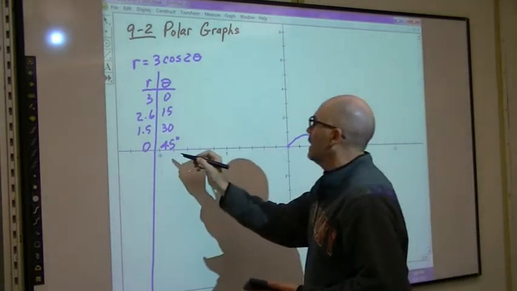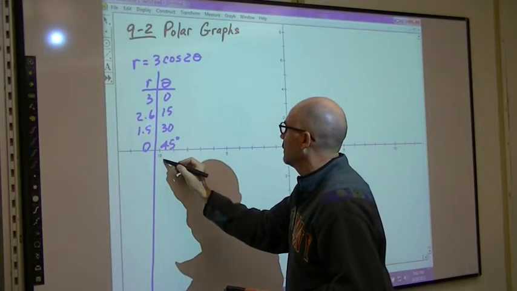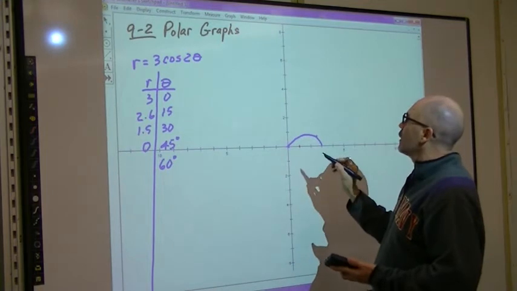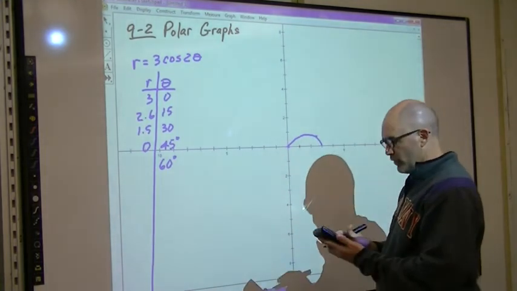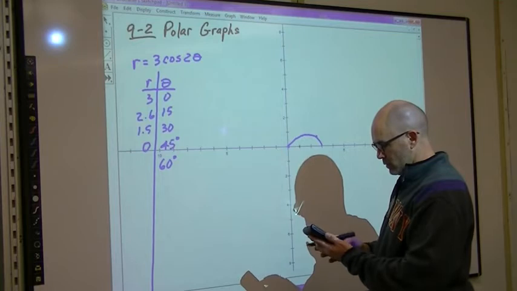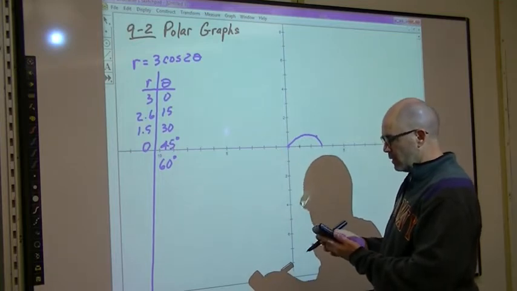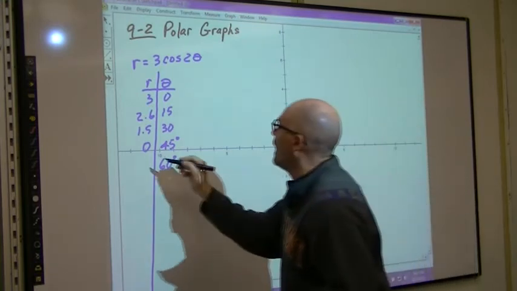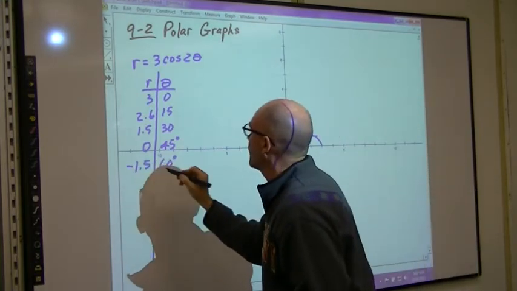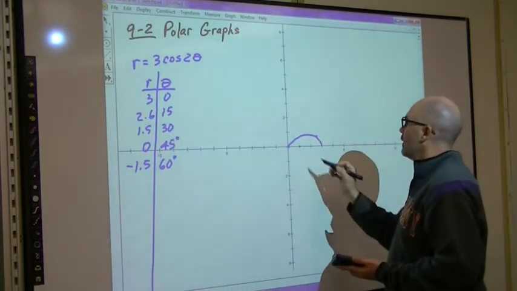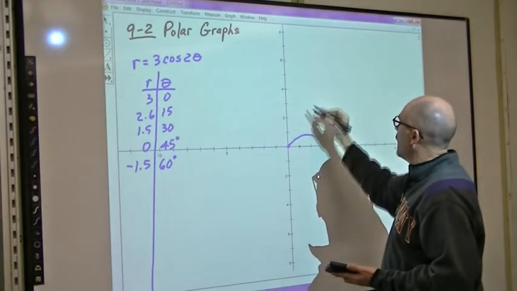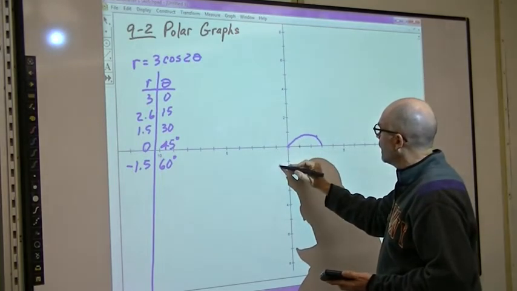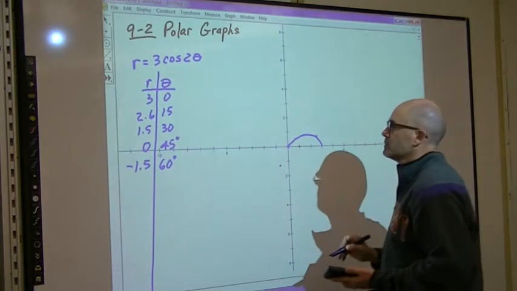So if I go 60 degrees, now 2 times 60 is 120. Cosine of 120 is negative square root of 3 over 2. Oh no, I'm sorry. 120. Cosine of 120 is negative a half. So negative a half times 3 is negative 1.5. So at 60 degrees, we're at negative 1.5. So 1.5 away from the 60 degree direction.